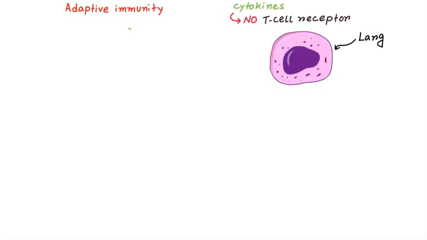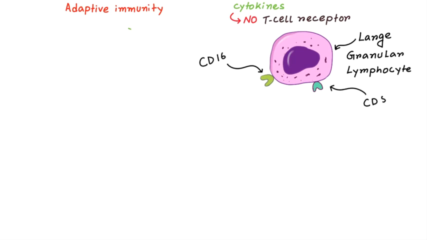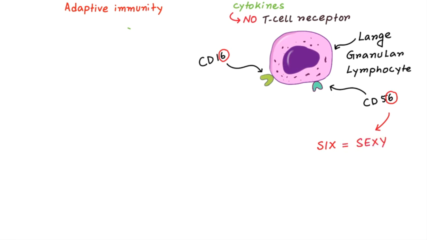Historically, they were called large granular lymphocytes. Now NK cells have CD16 and CD56 receptors on its surface. You can remember as NK cells are sexy cells. You can see here both CD molecules have 6 in their number. So 6 is for sexy. So NK cells are sexy cells.